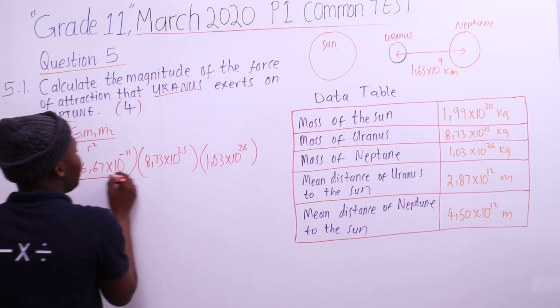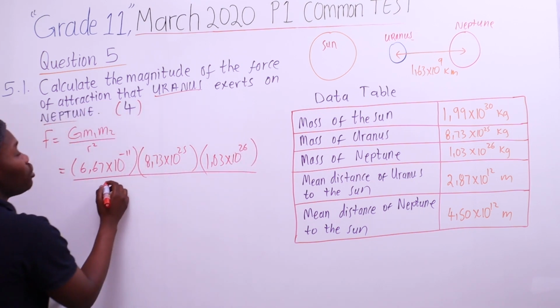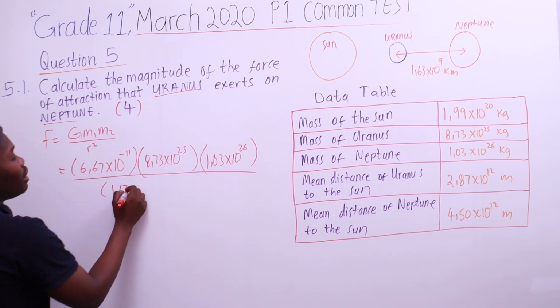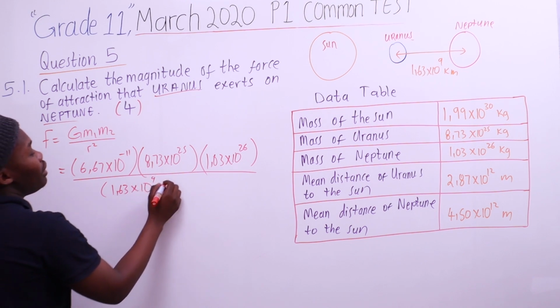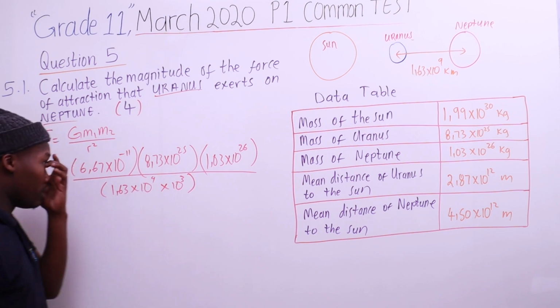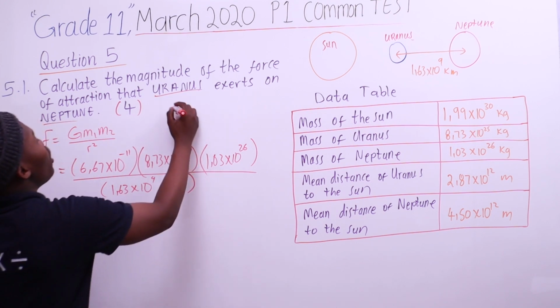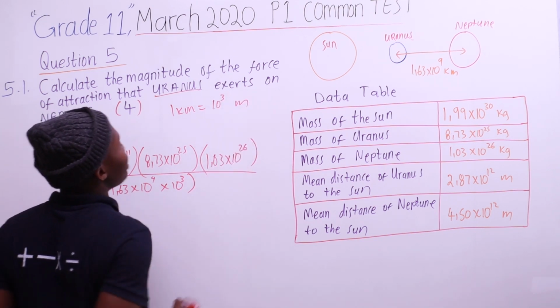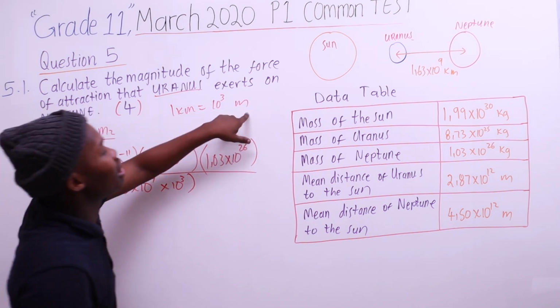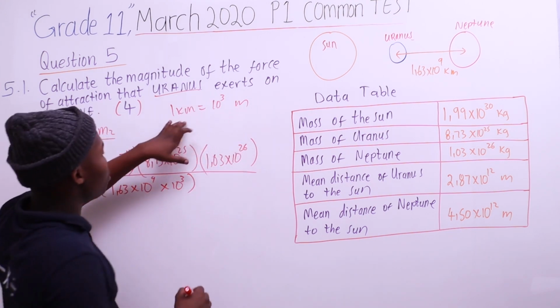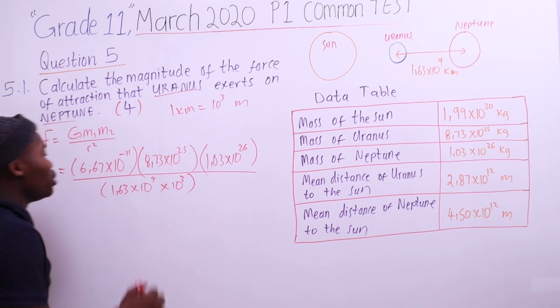And then you divide by the distance between their centers, which is 1.63 times 10 to the power 9 times 10 to the power 3. Why times 10 to the power 3? You know that 1 kilometer is equal to 10 to the power 3 meters. So from kilometers to meters, we multiply by 10 to the power 3. And from meters to kilometers, we divide.